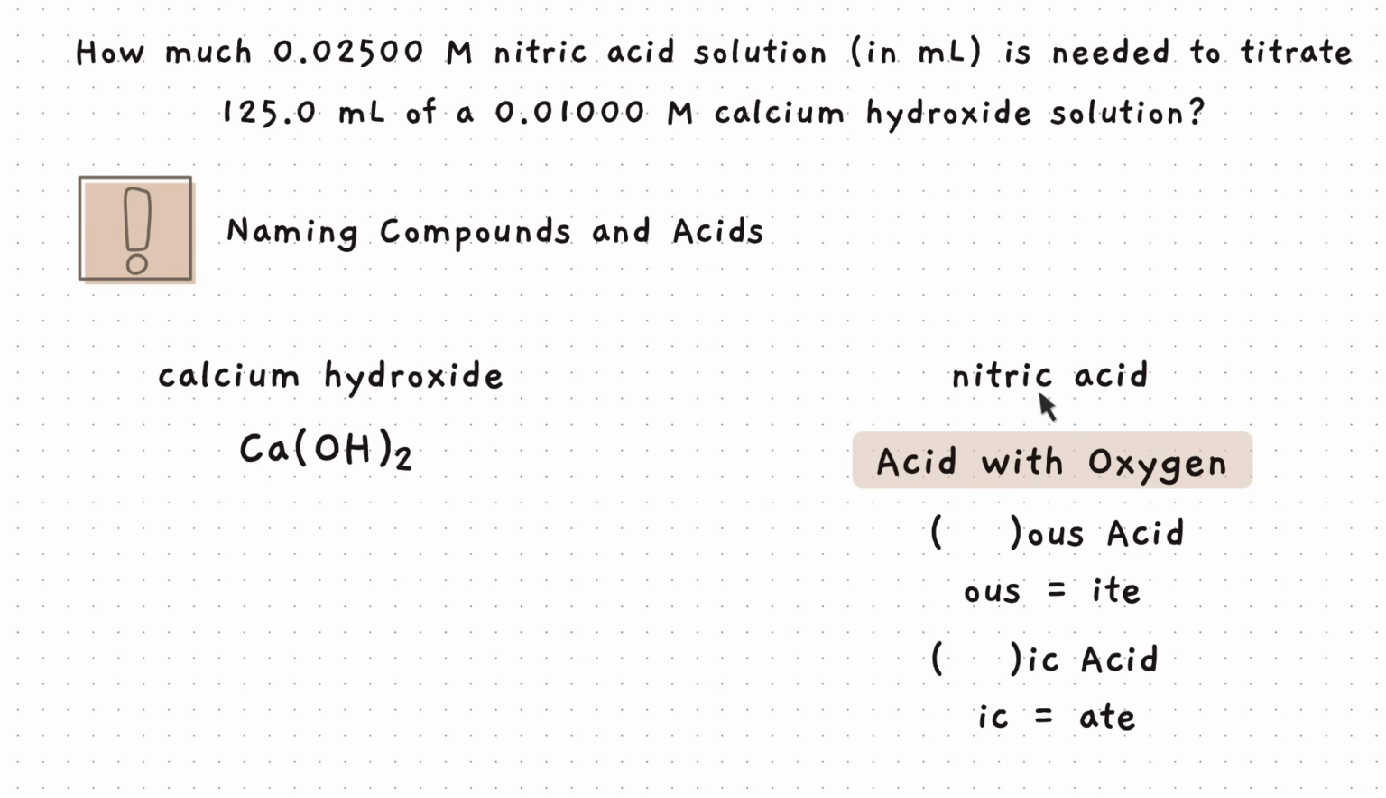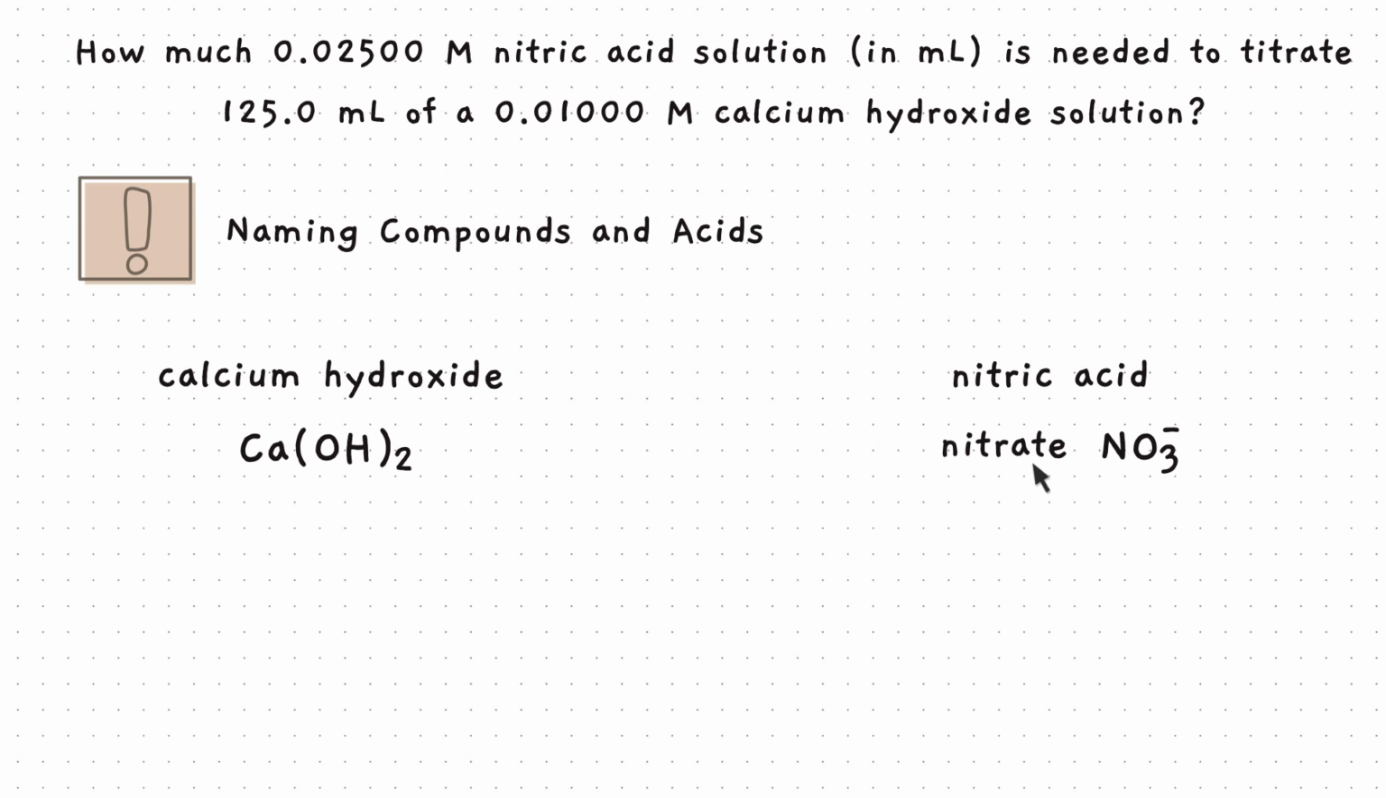Nitric acid is an oxyacid, which is an acid with oxygen. You can either see this as the root name of the element followed by -ous or -ic. If it ends in -ous, then the polyatomic ion will end in -ite. And if it ends in -ic, then the polyatomic ion will end in -ate. In this case, our acid ends in -ic, so our polyatomic ion is nitrate. An acid starts with hydrogen. This has a +1 charge. Our charges are already balanced, so this is our chemical formula for nitric acid.